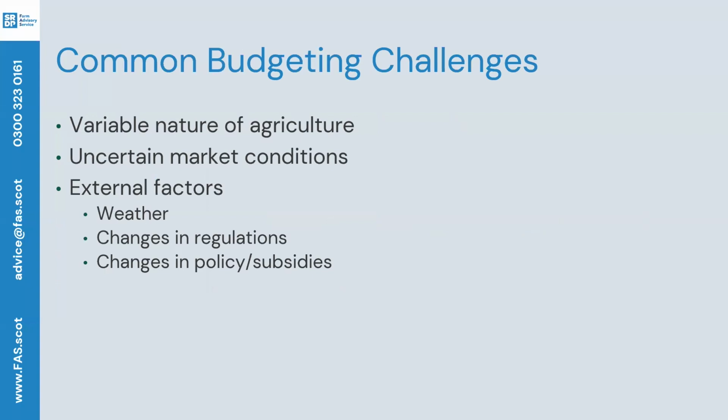We come across a number of problems when we're creating any form of budget, whether that is a budgeted gross margin, whether it's forecasted financial statements, whether it's a cash flow forecast. And these are things we come across time and time again. The first one is the variable nature. Actually, the first two are really linked there. The variable nature of agriculture.